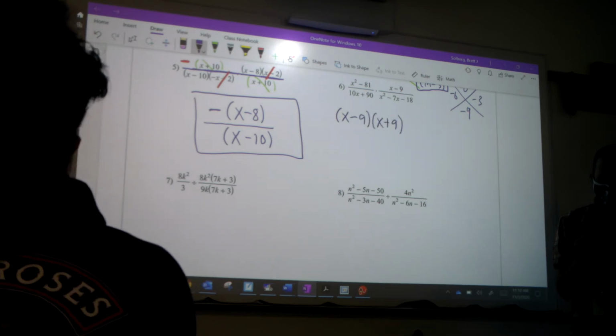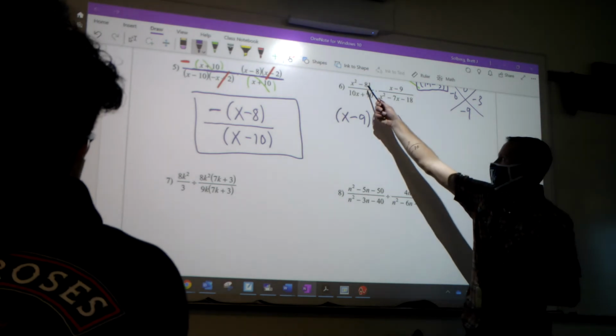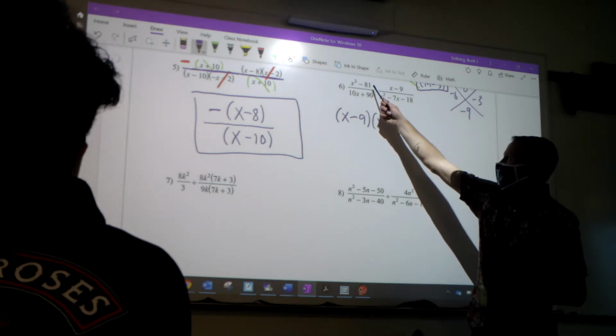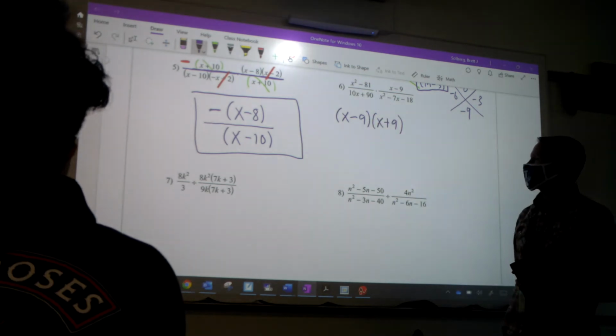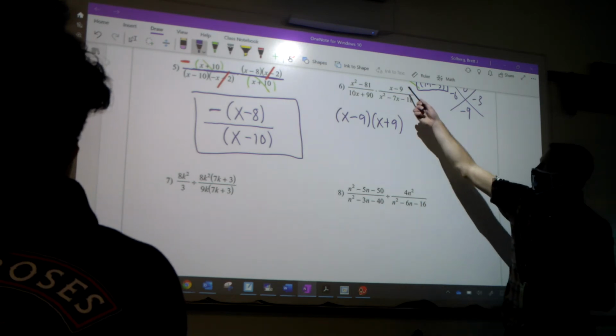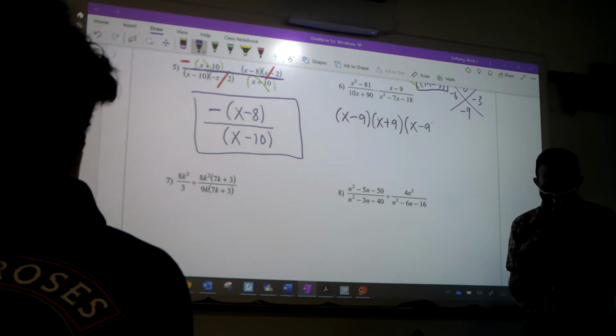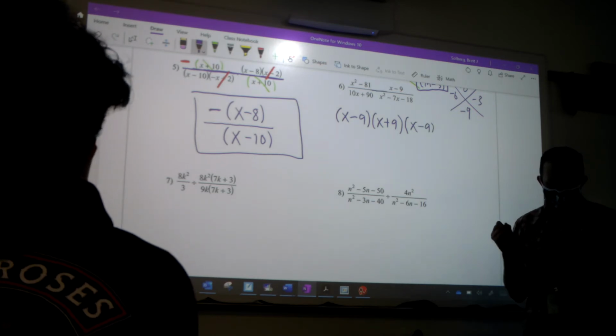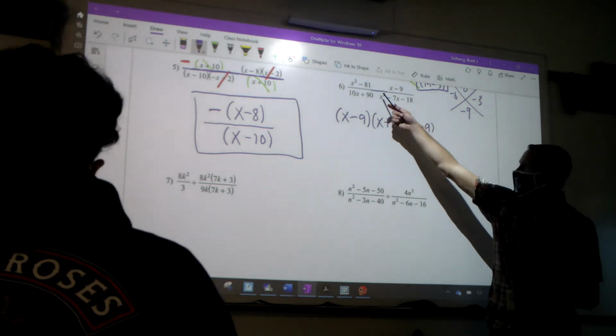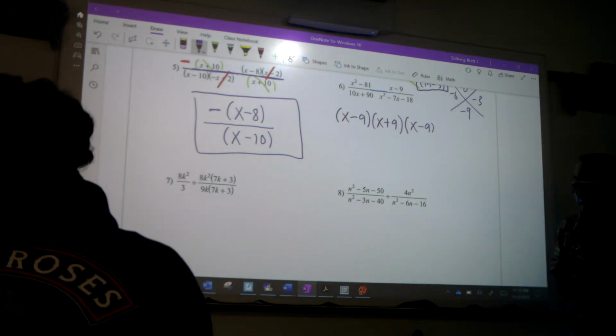Nice job. So x squared minus 81, this is a difference of squares. Square root of 81 is 9, so we get x plus 9, x minus 9. And look, right next to it, we have another x minus 9. Remember, when you multiply, it just goes straight across, so it makes it one big fraction. That dot means multiply, make it one big fraction.